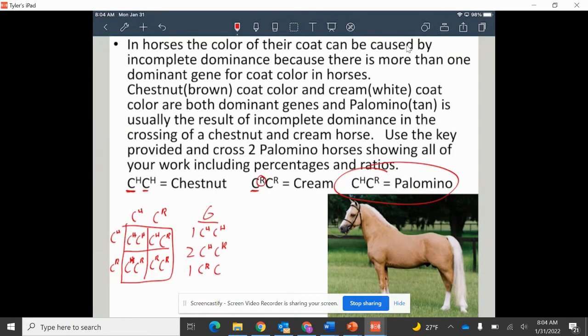Phenotypes. We get 1 chestnut, CH says chestnut, CH says chestnut, so 1 chestnut, CH says chestnut, CR says cream. You mix those together in incomplete dominance, you get 2 palomino. And lastly, you get 1, that's another R, 1 cream.